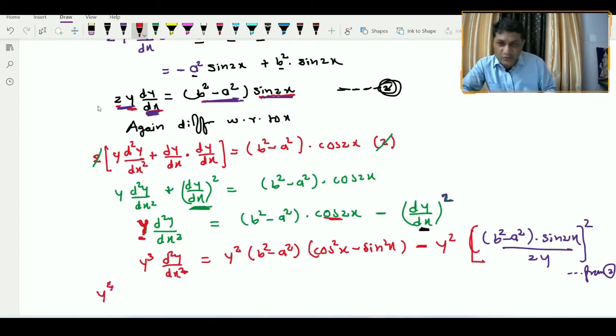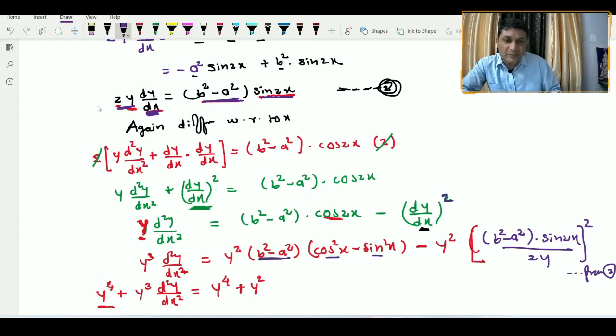So here y raised to power 4 plus y cube d2y upon dx square. Since we are adding y raised to power 4 on the left hand side, that's why I am adding y raised to power 4 on the right hand side also. Okay, now keep the remaining term as it is, plus y square into, now I am multiplying by b square minus a square to both the terms in this bracket. So observe here what result we will get.